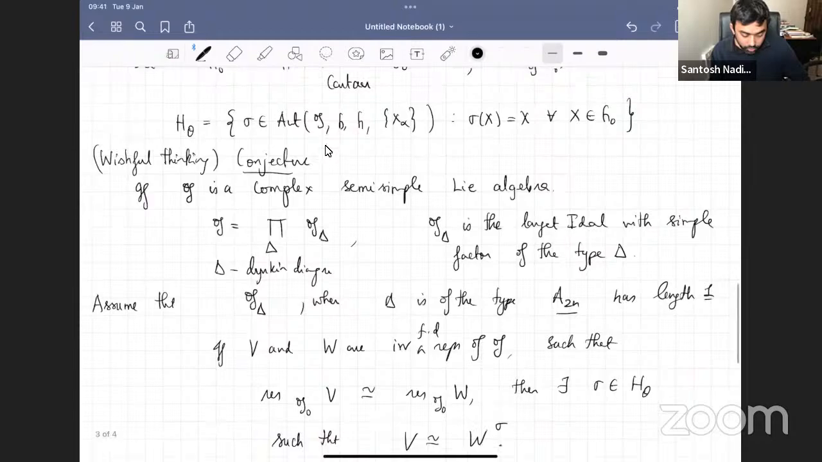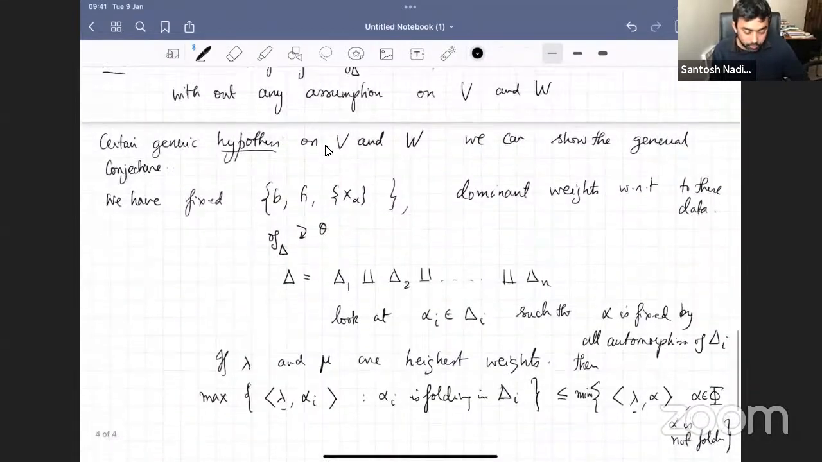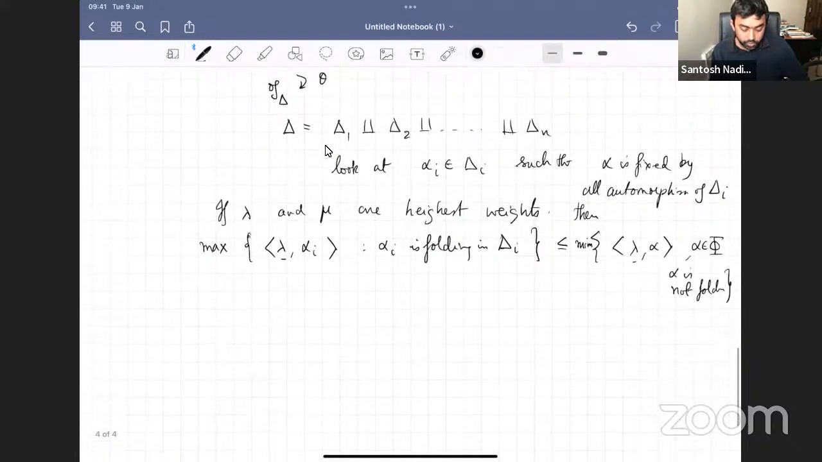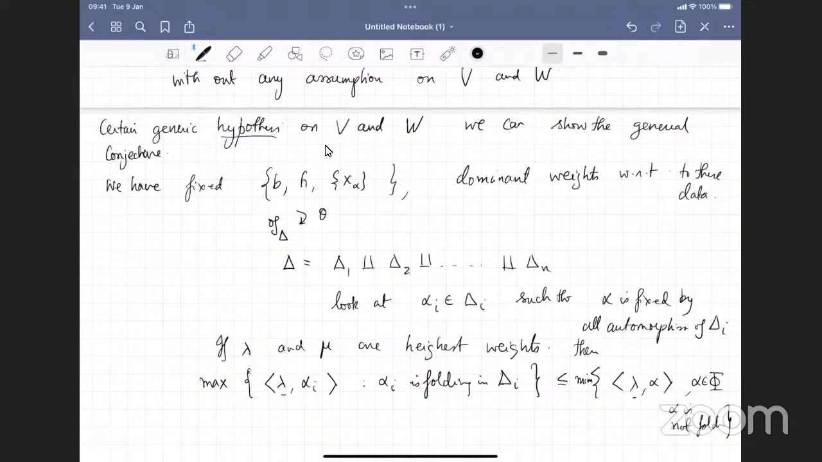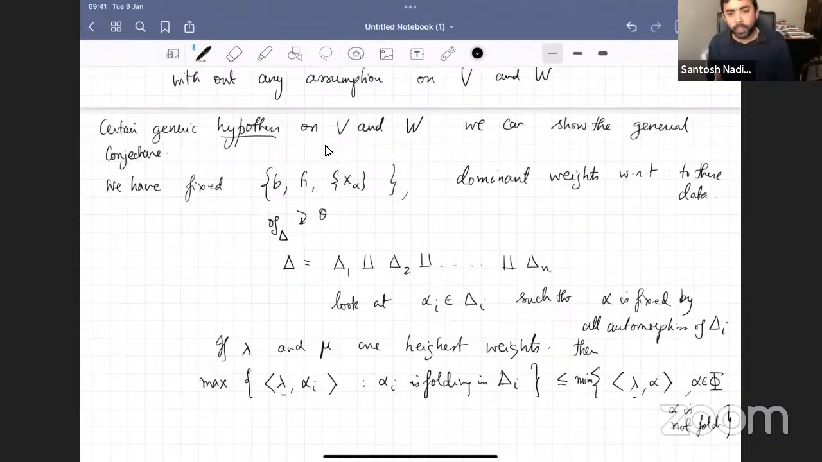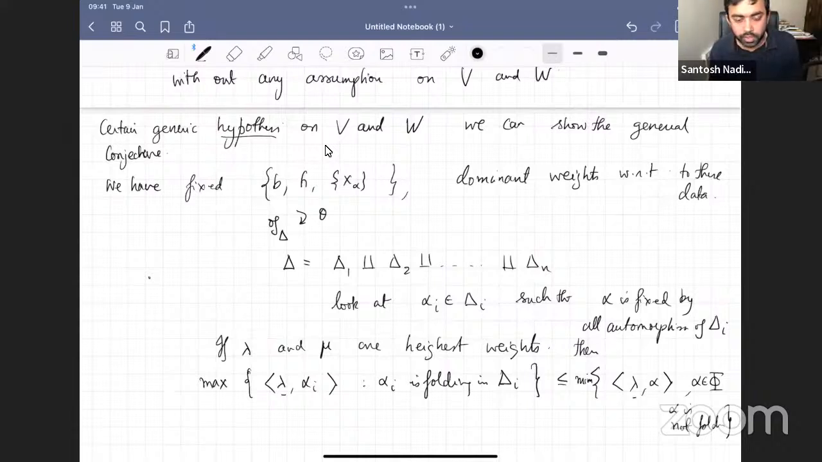Okay, so let's get back to the proof of this theorem. What do you mean by folding root? Take any Dynkin diagram. You're looking at those roots which are fixed by all outer automorphisms of the Dynkin diagram. Yeah, we also assume it's simply laced, otherwise theta will be trivial.